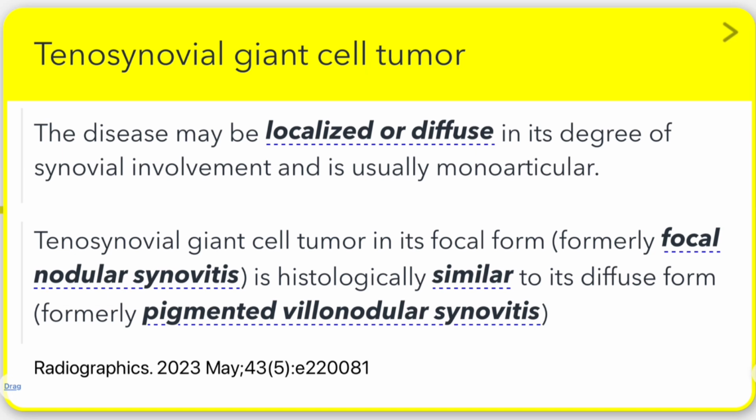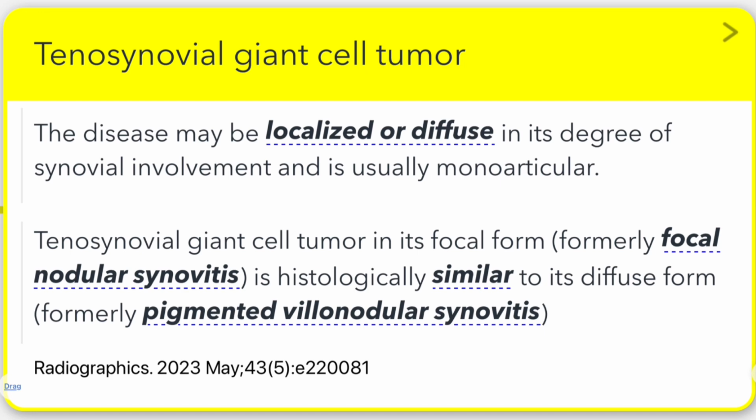Tenosynovial giant cell tumor is a benign synovial proliferative disorder characterized by villous and nodular projections. It can be either localized or diffuse and is usually monoarticular. There are two main forms.